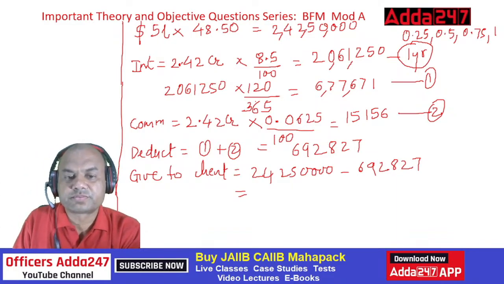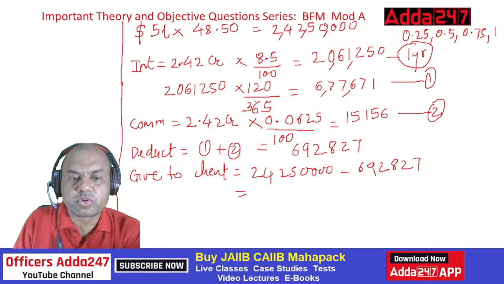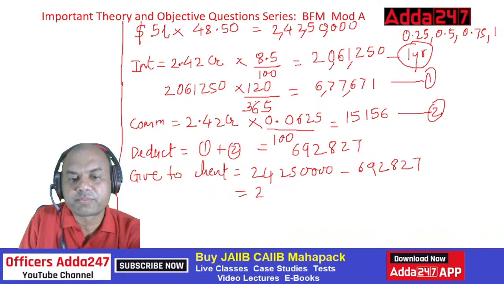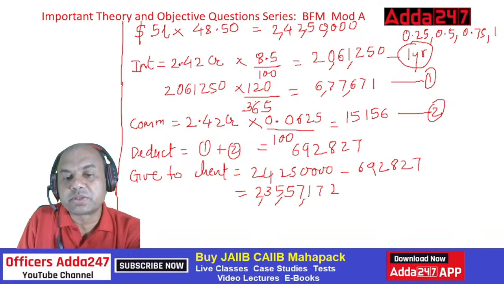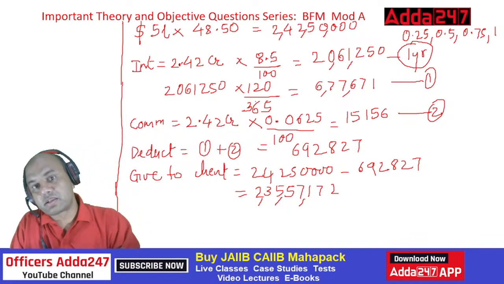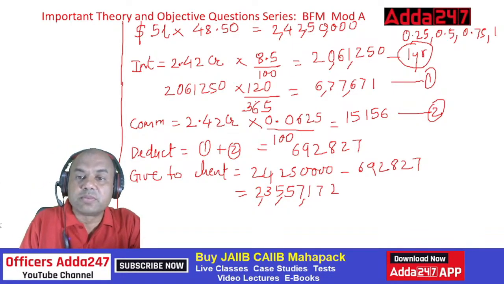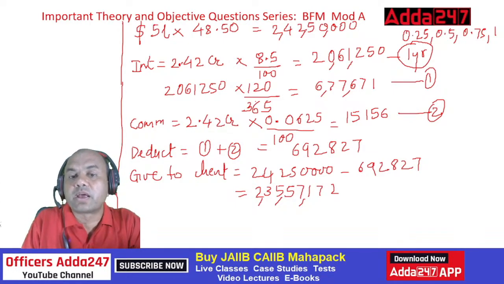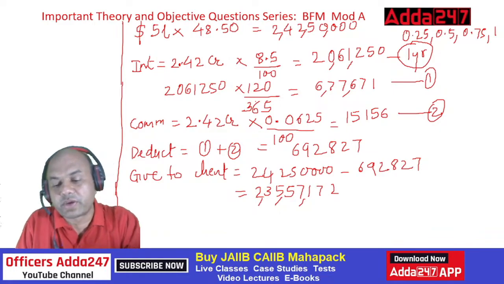Do it everyone. So it is 23,55,71,72. So this is the amount which I'll be giving to the client. This much is the finance. But remember, it doesn't mean this interest is charged on this amount only. Here, interest is charged on the full amount. I am giving the net amount. So this is the amount of finance to the client.